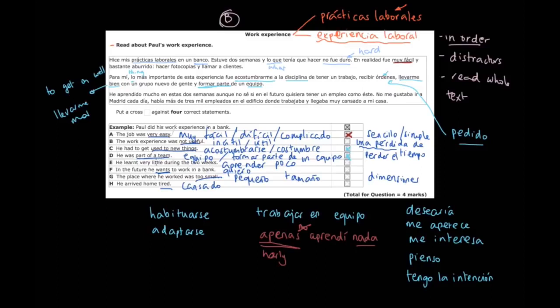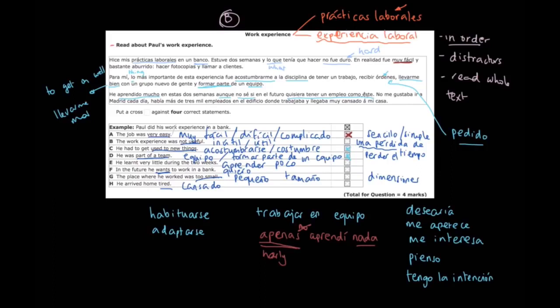So we need to find that he learned very little during the 2 weeks, or that in the future he wants to work in a bank, or that the place was too small, or that he arrived home tired. So, he aprendido mucho. Aprendido mucho. I have learned a lot. So this one is not going to be right. En estas 2 semanas, aunque, although, no sé si en el futuro quisiera tener un empleo como este. Okay? So, in the future, I would like to have a job like this.